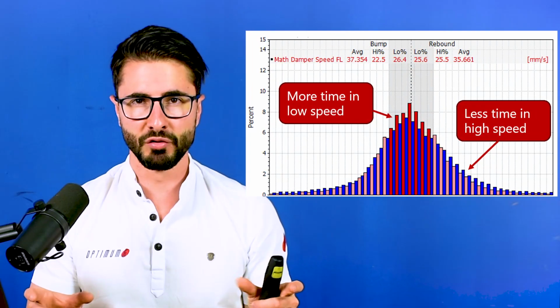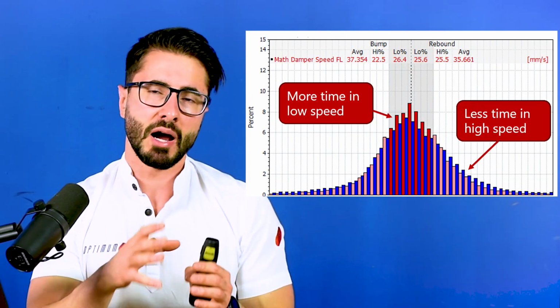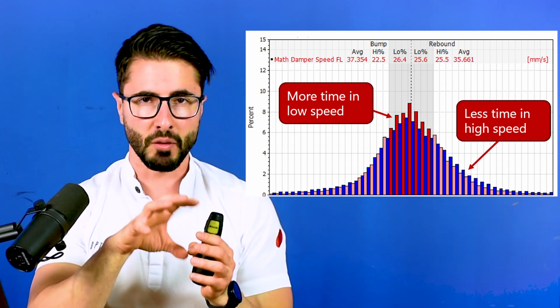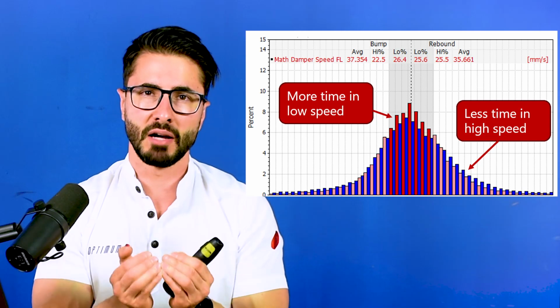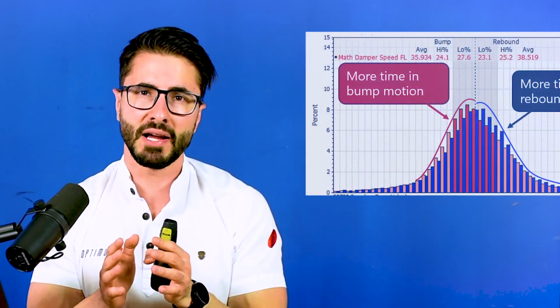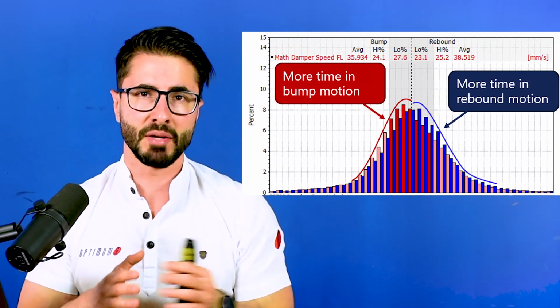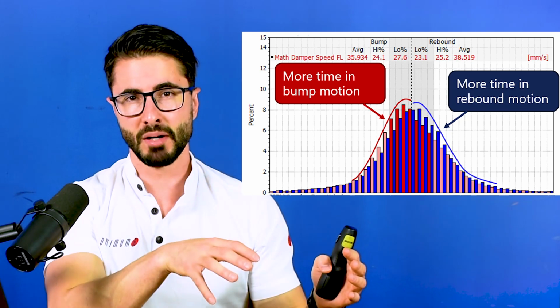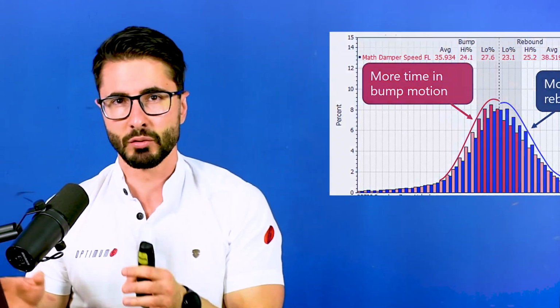So whenever you make a damper change, you can see how much time you shifted from high speed movement to low speed, meaning that you increase damping, or the opposite, how much time you shifted from low speed to the high speed movement, meaning that you decrease the damping levels of the car. Not only that, it helps you to quantify how much bump or rebound bias you have. If you're spending more time in the bump region, you have a higher bump bias, while the opposite is true if you're spending more time in the rebound region.